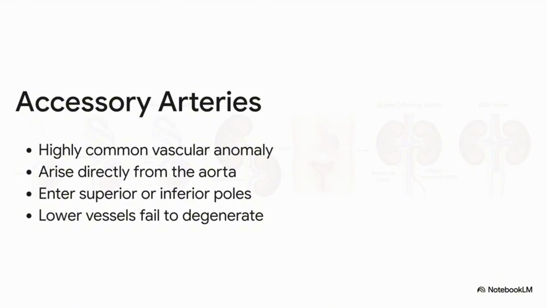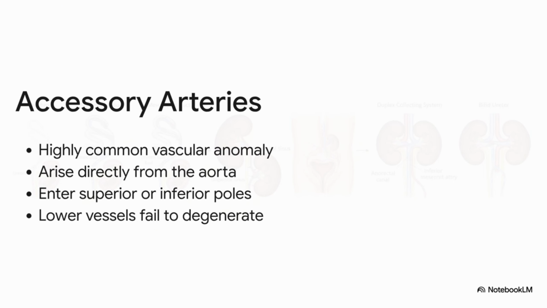Beyond just positional errors, vascular anomalies are super common too. Remember that arterial ladder we mentioned? Well, we frequently see accessory renal arteries when those lower embryonic vessels, the lower rungs of the ladder, simply fail to degenerate. These extra arteries sprout right off the aorta and usually enter the superior or inferior poles of the kidneys. So if you're ever reviewing an angiogram or scrubbing into a nephrectomy, you always have to hunt for these extra vessels.